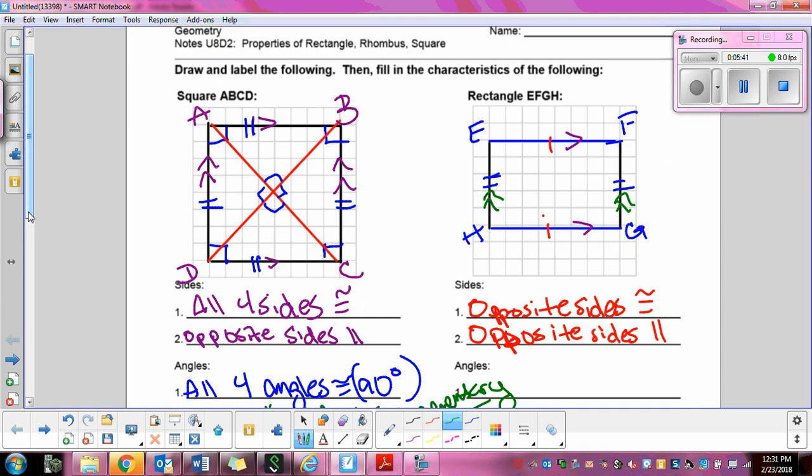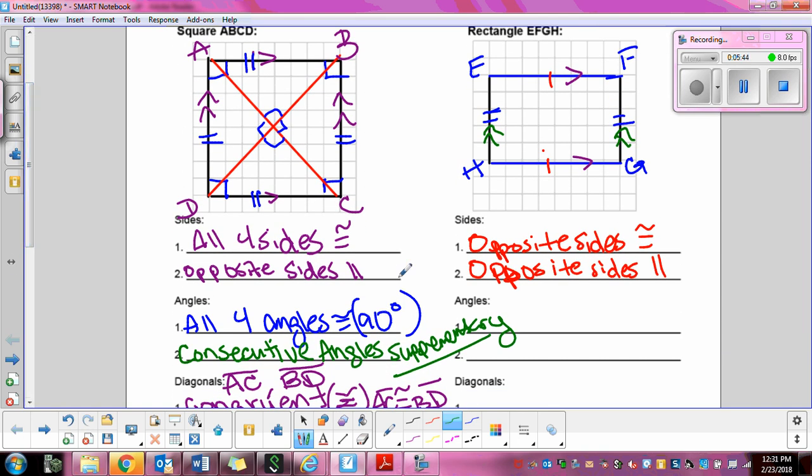Okay, so for the angles, we know that also all of the corners meet at a 90-degree angle. These are all 90-degree angles. So all four angles, this is the symbol for angles, are congruent. They're all 90 degrees, always, in a rectangle. And also we know that the consecutive angles are supplementary again, because they're equal to 90. So 90 plus 90 is 180.